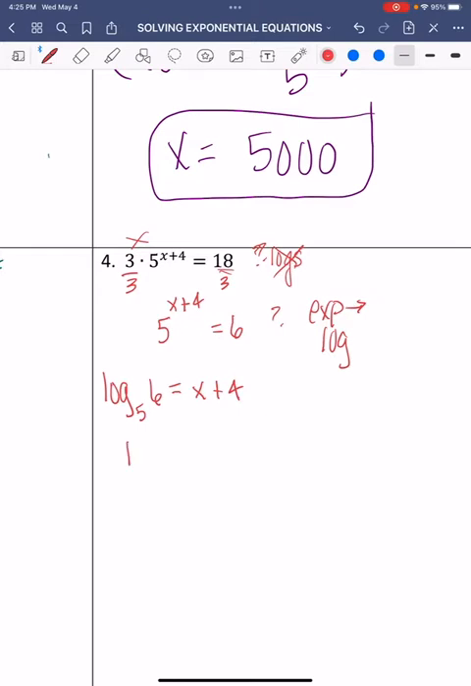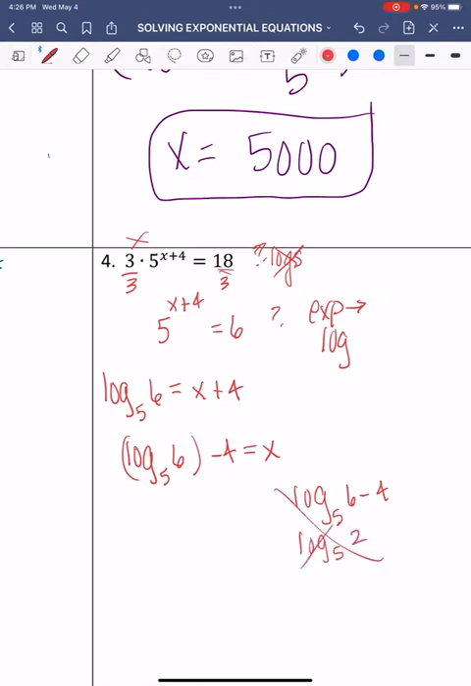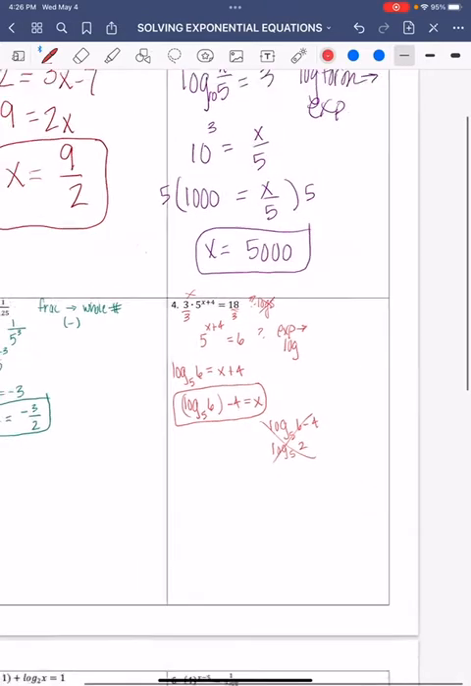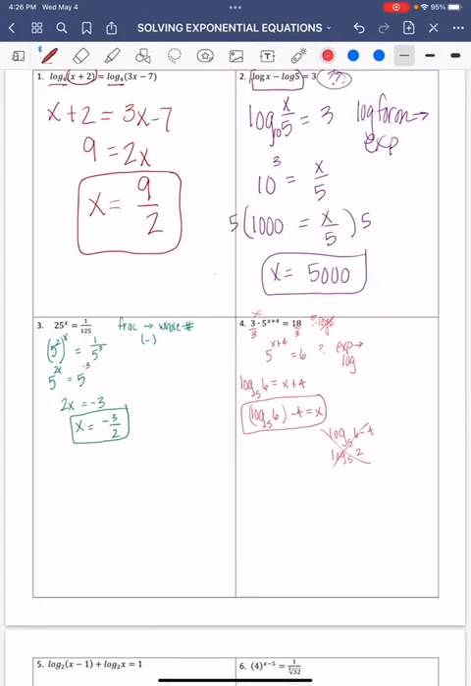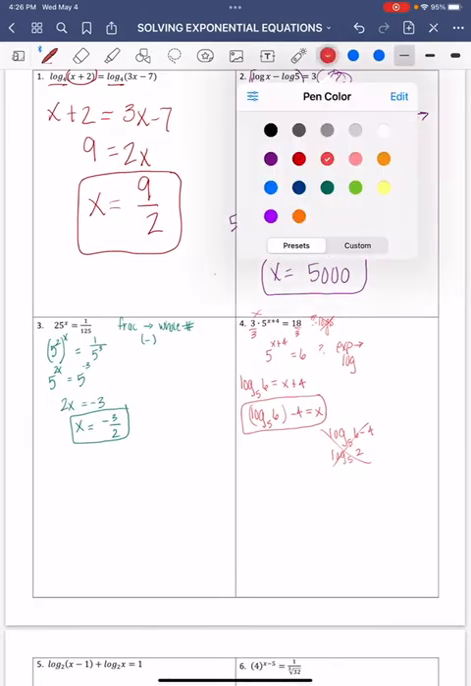Subtract 4 from both sides. And do this so that you don't confuse. Because if you don't put the parentheses there, like if you write it as the log base 5 of 6 minus 4, then you might get confused and think that's the log base 5 of 2, which is 100% incorrect. So, parentheses, very helpful. Okay. Let's keep on moving along.